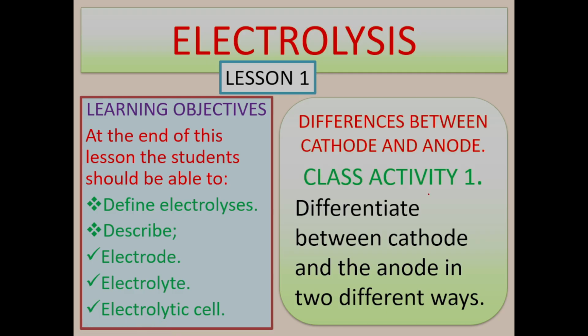Welcome back. Now, what are the differences you identified? You are going to use this to mark your answer. Number 1, the anode is positive, and the cathode is negative.